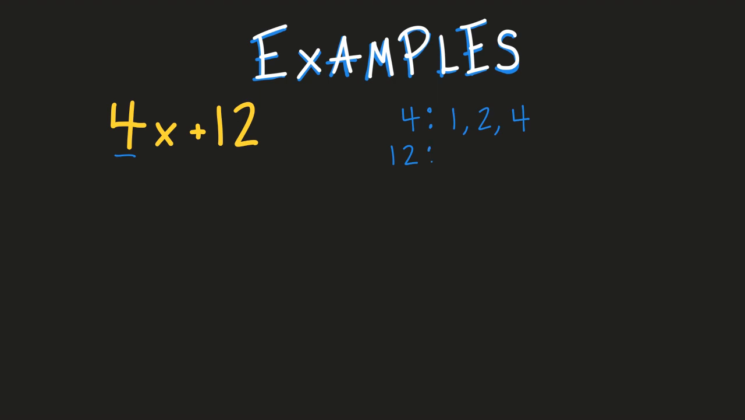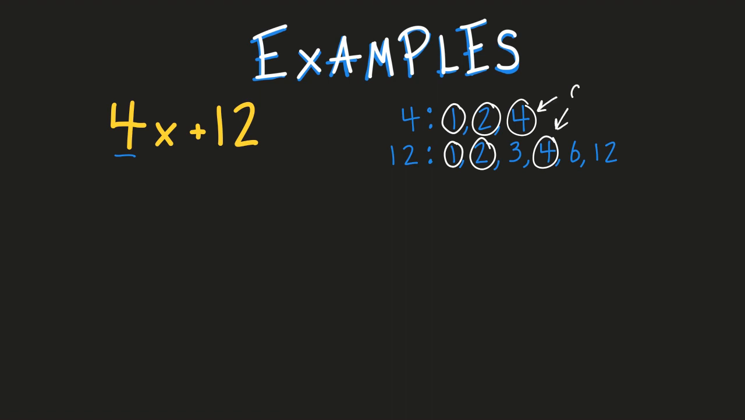And 12 has 1. Let's see, if we divide by 2, we get 6, so that's good. If we divide by 3, we get 4. If we divide by 4, we get 3. 5 doesn't go into 12, but 6 does. Let's see, 7 doesn't, 8, 9, 10, 11, and 12. So there are our factors, and let's see which ones are in common. We've got 1. We've got 2. And we've got 4 as common factors. So in fact, we say, well, hey, look at that. That is our GCF, our greatest common factor.